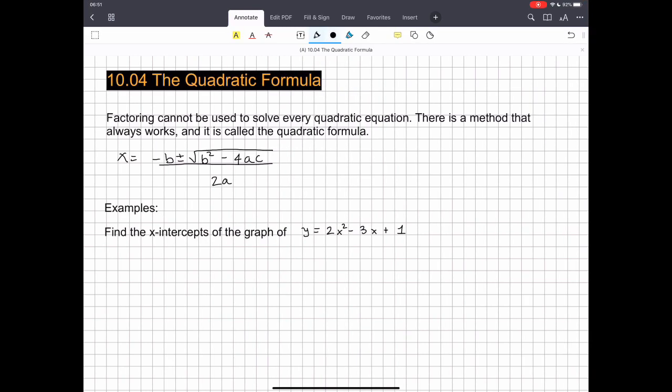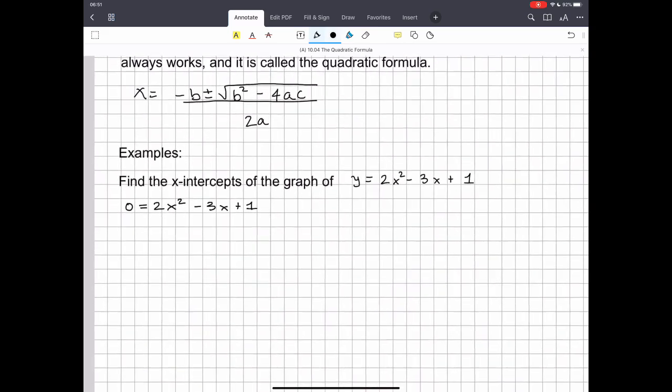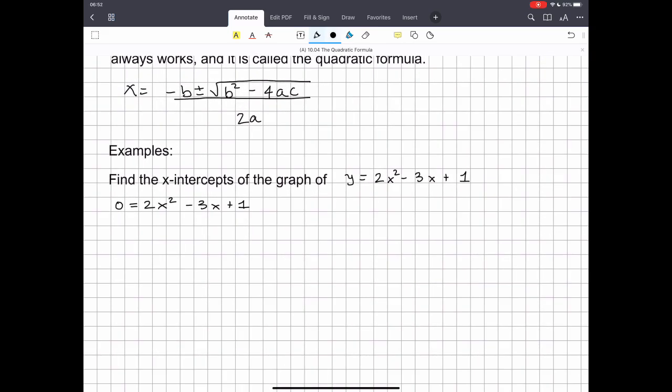The first thing we want to do is, since we're trying to find the x-intercept, set y equal to 0. We always want to do that because it won't always be written so that it's y equals. We want to get in the habit of having 0 on one side, everything else on the other. The next thing we're going to do is identify a, b, and c. So a is the coefficient of x squared, in this case 2. B is the coefficient of x, which here is -3. And c is our constant, which is 1.